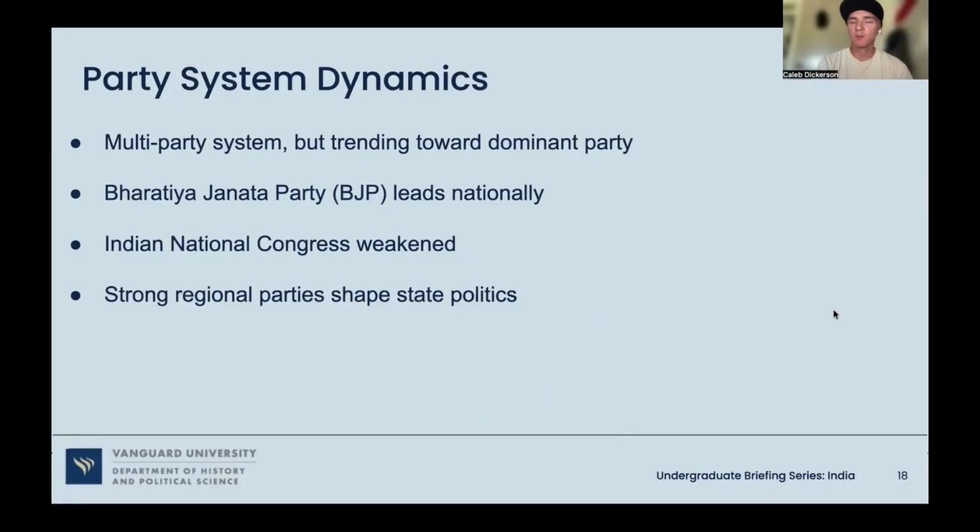India is technically a multi-party system, but in practice, it is moving towards what political scientists are calling a dominant party system. The BJP currently holds significant power at the national level. It allows it to shape policy and political discourse much more than its competitors. The main opposition party, the Indian National Congress, has declined in strength over the past decade, making it harder to present a unified national challenge. The weak opposition reduces competition at the top, even though elections remain competitive.